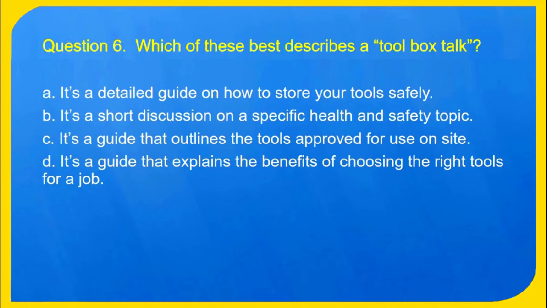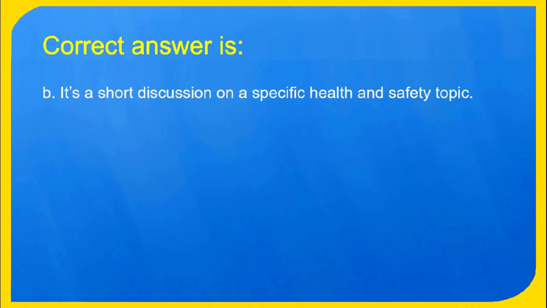Question 6. Which of these best describes a toolbox talk? A. It's a detailed guide on how to store your tools safely. B. It's a short discussion on a specific health and safety topic. C. It's a guide that outlines the tools approved for use on site. D. It's a guide that explains the benefits of choosing the right tools for a job. Correct answer is B. It's a short discussion on a specific health and safety topic.